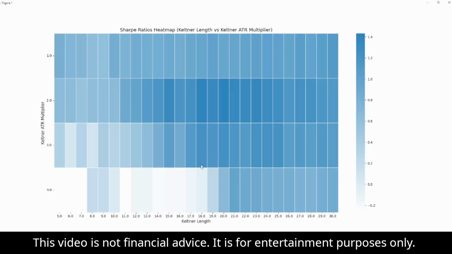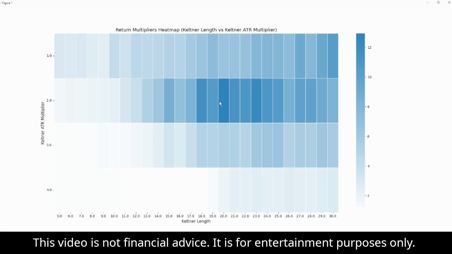So let's take a quick look at the 4-hourly version of our strategy. The best performances are around a length of 20 and a multiplier of 2 or 3. So this row here yields the best performances, the best Sharpe ratios, and the best multipliers of around 10.